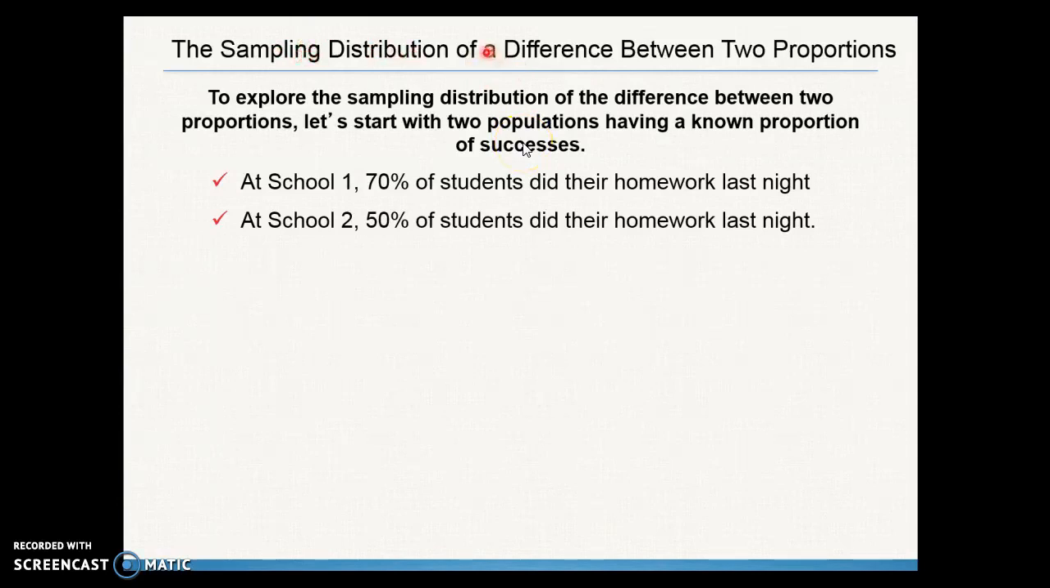So this one, we already know the population proportion. At school 1, we know that 70% of the students did their homework last night. At school 2, 50% of their students did their homework last night. Okay, so we know the population proportion, and we're going to actually compare them.